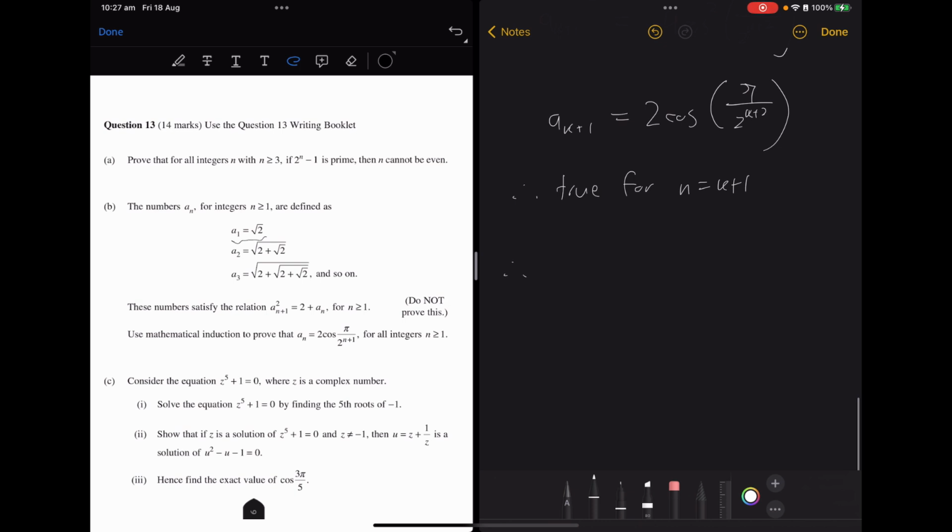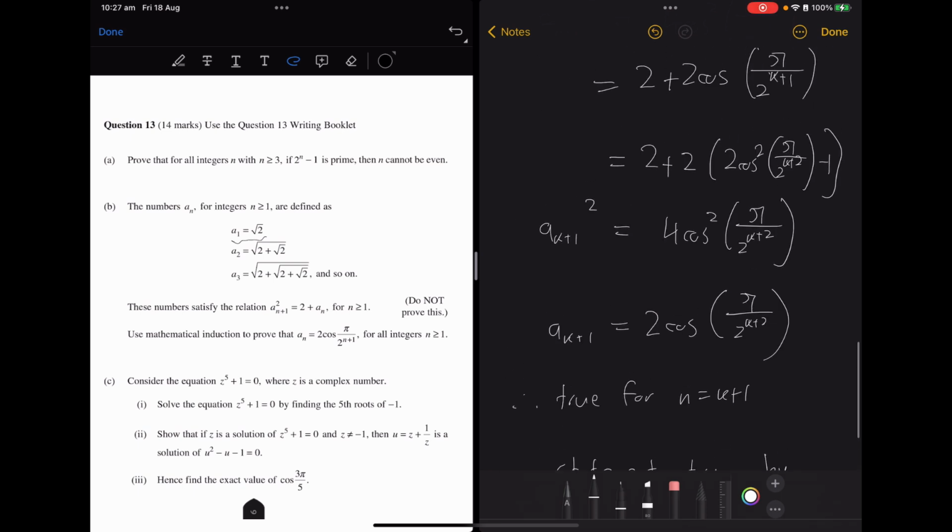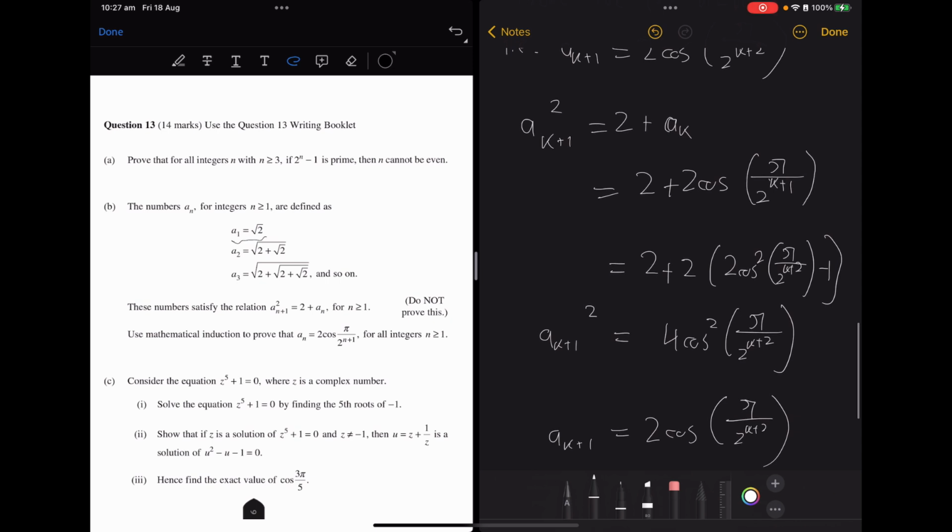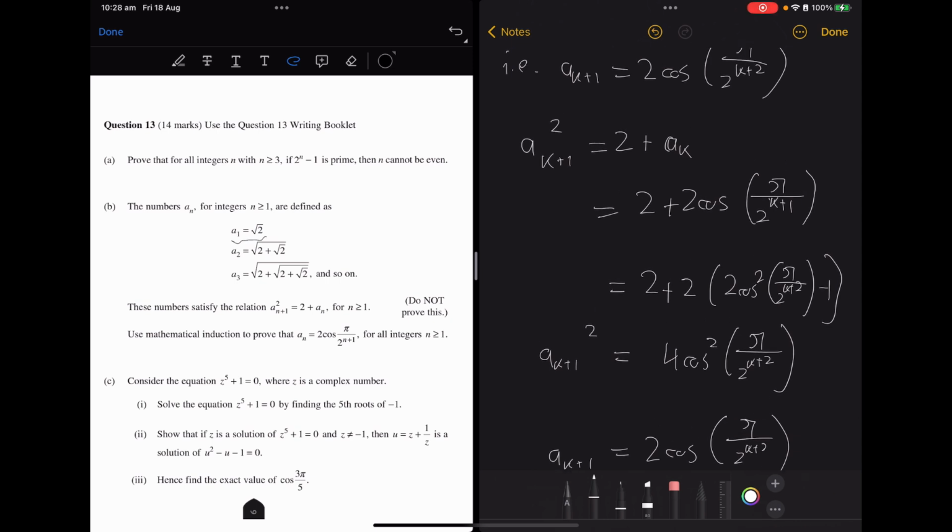Therefore, the statement is true by mathematical induction. Oof, bit of a tricky one over here, especially with this section.